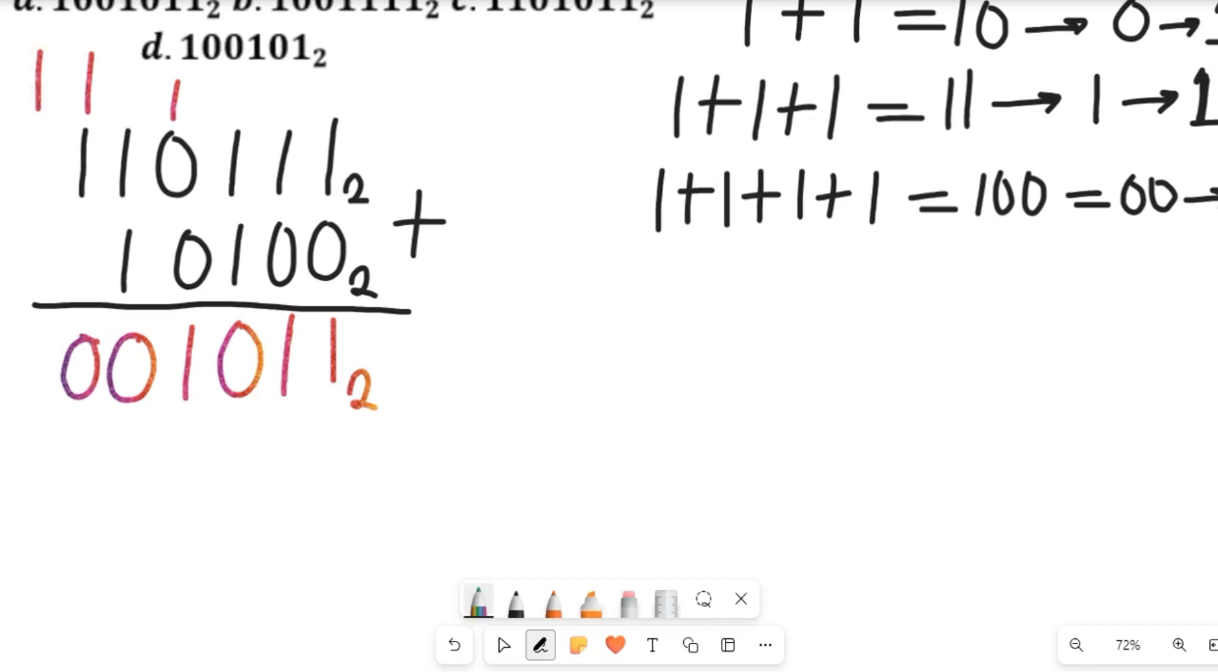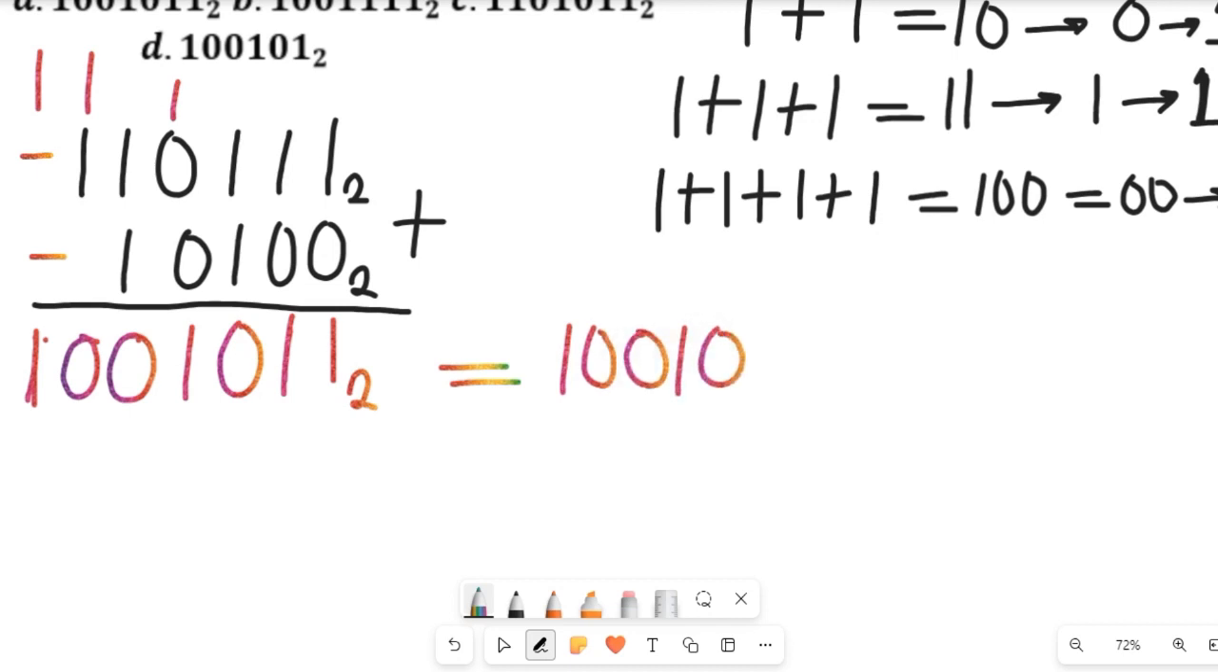Now, in the next column, we don't have any value here, so it's assumed to be 0. So 1 plus 0 is 1. So we're having 1 here. Our solution is going to be 1, 0, 0.